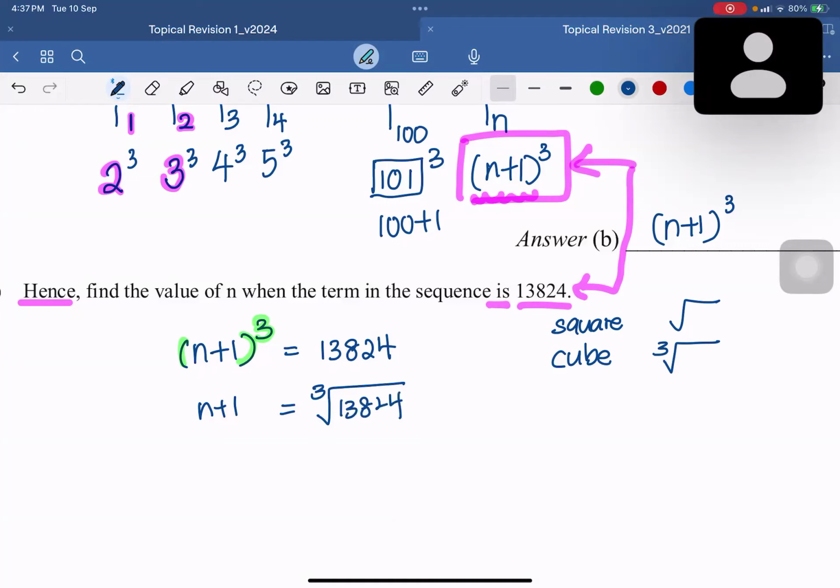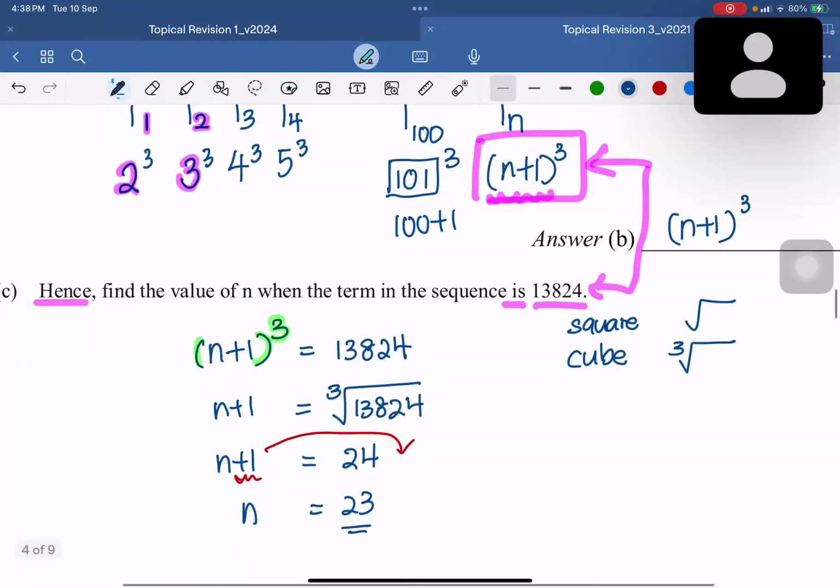13824. Samuel, can you do me a favor? Can you calculate what is the cube root of 13824? What do you get? n plus 1 equals 24. Thank you very much. So therefore, n equals to what number? 23. Yes, wonderful. I hope you got it correct. So the question says find the value of n, therefore n equals 23.